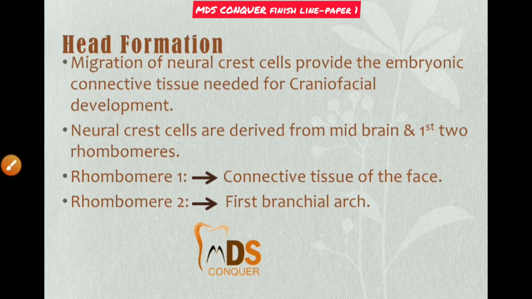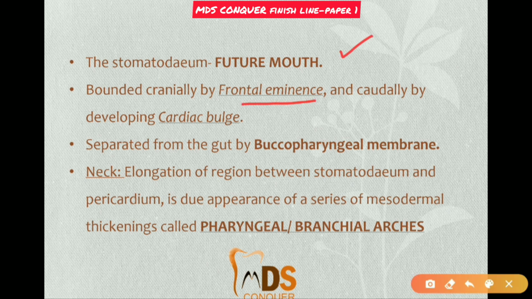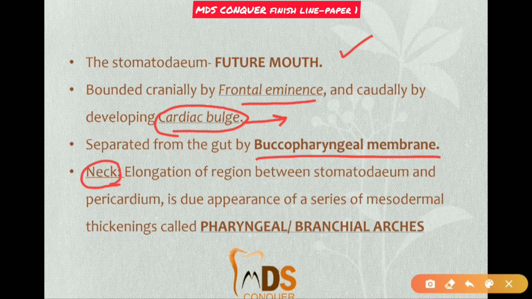Then the stomatodeum is called the future mouth, and it is bounded cranially by the frontal eminence and caudally by the cardiac bulge, which leads to the heart. And this is separated from the gut by a buccopharyngeal membrane. The neck is formed by the elongation of the region between this stomatodeum and pericardium. This is because a series of mesodermal thickenings called pharyngeal or branchial arches appear. So branchial arches are very important.